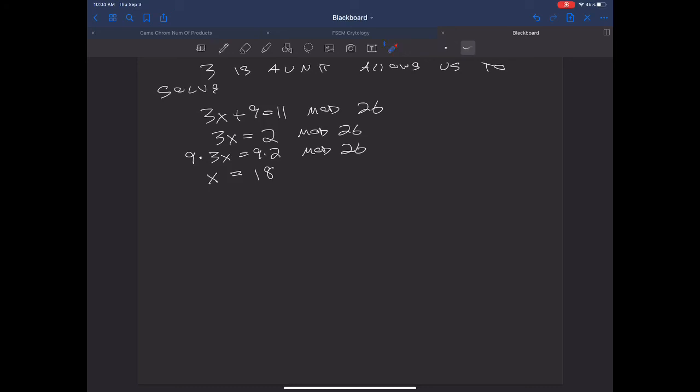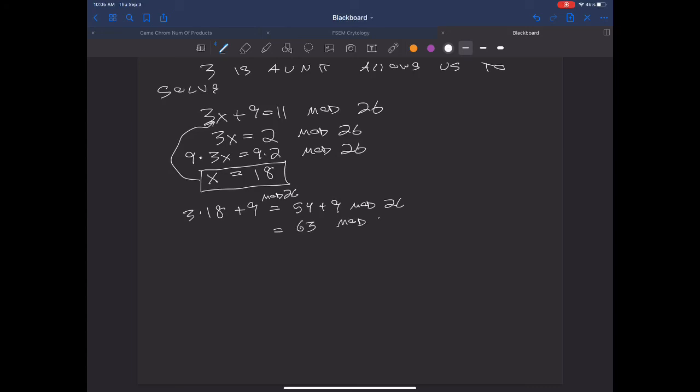So given this algebraic equation, we can solve it and figure out what x is going to be. And of course, we can then check. We could take this and plug it in for x. 3 times 18 plus 9, mod 26. So 3 times 18 gives me 54 plus 9, mod 26. 54 plus 9 gives me 63, mod 26. The nearest multiple of 26 is going to be 52. So how far away is 63 from 52? Well, you can just do 63 minus 52. That's 11. That's exactly what we want it to be.